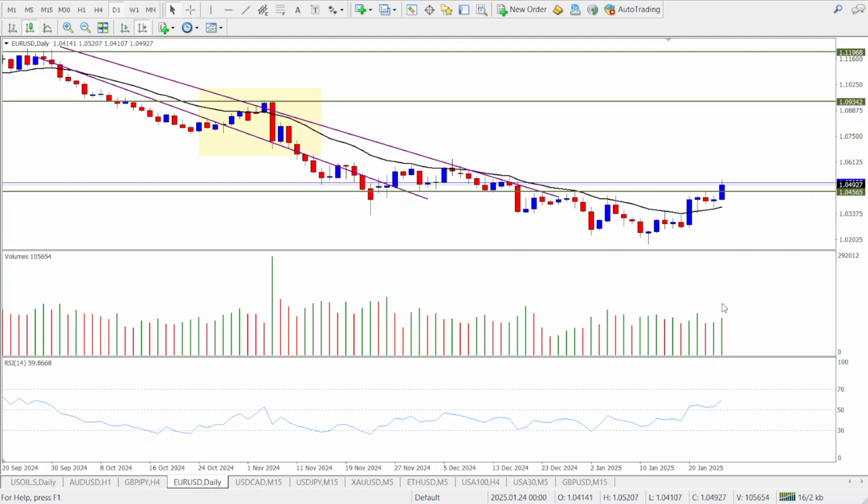These big, powerful candles can give you an edge in the markets if you know how to spot them and trade them properly.